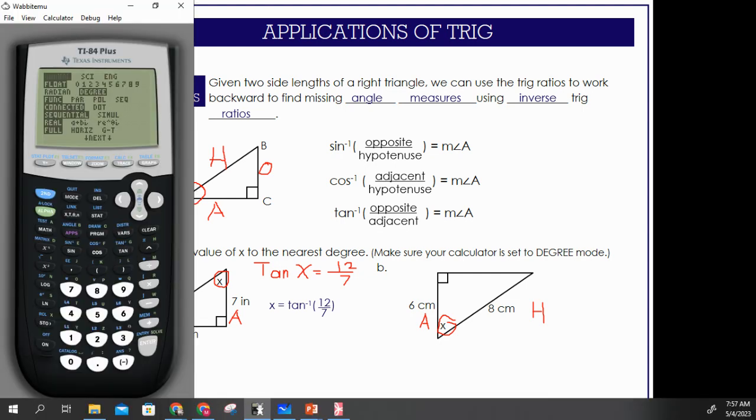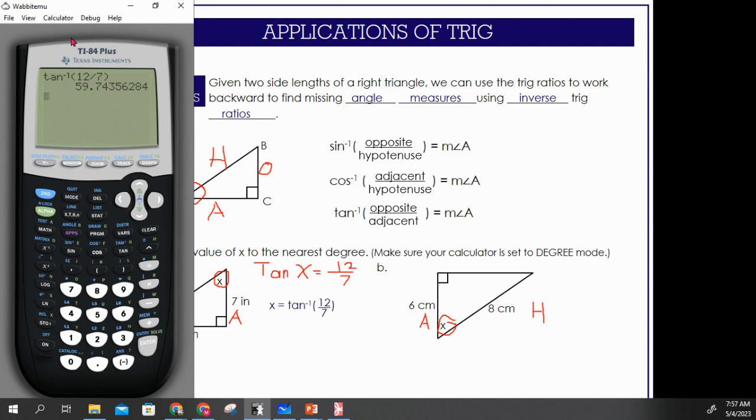So let's run this in the calculator. We got it in degree mode like they were telling us. Let's clear this out. You hit second tangent, and then you put in our two sides, 12 divided by 7, and then close off the parenthesis. Once you hit enter, this right here is our angle.